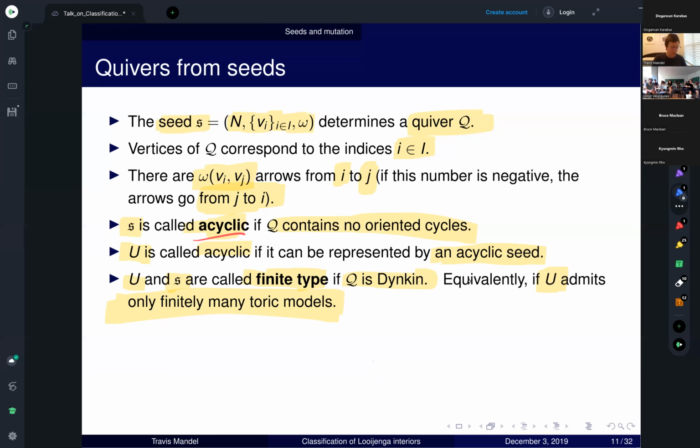Right, yeah. So you would make it something like maybe 2 arrows or maybe more arrows. But yeah, that wouldn't be Dynkin then. So in those cases, you would have infinitely many clusters, infinitely many toric models. So that's what happens there. So in the next few slides, we'll see how, given one toric model, you can mutate to get another toric model and then mutate again and again.